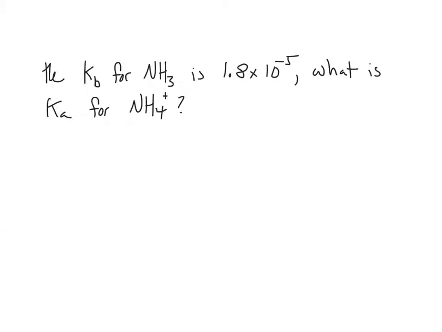Here's an example problem. The Kb for ammonia is known to be 1.8 times 10 to the negative fifth. What is the Ka for ammonium, its conjugate acid? To calculate this, we simply use Ka times Kb is equal to Kw, rearrange the expression solving for Ka, and plug in our known value of Kb.